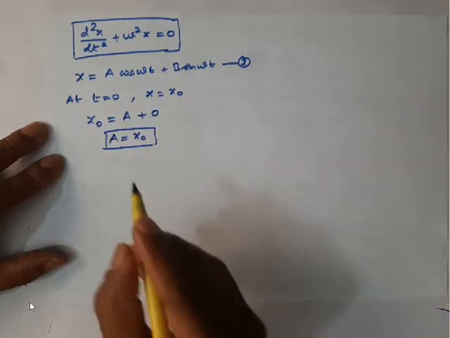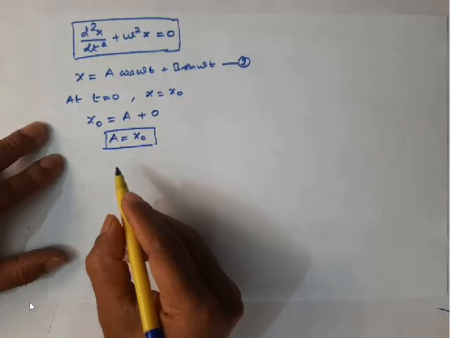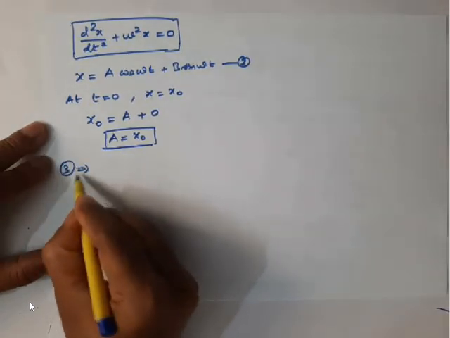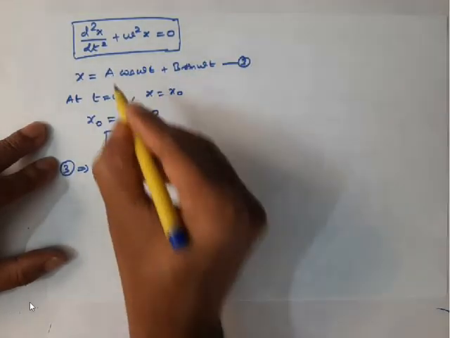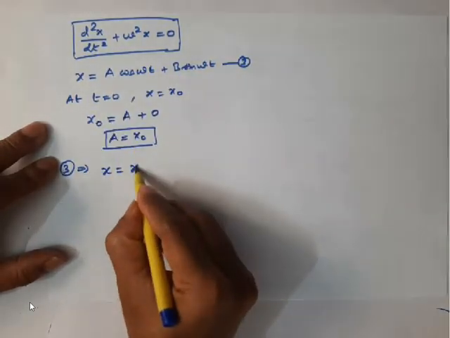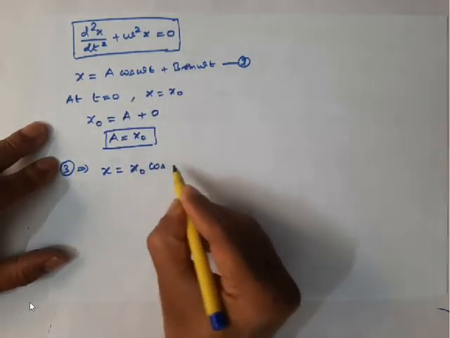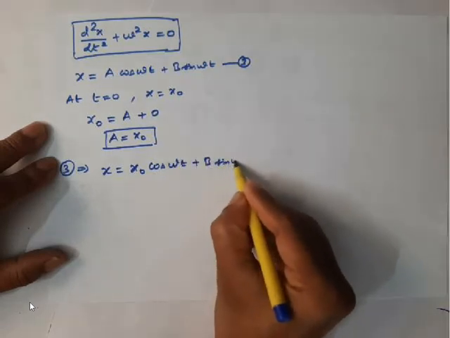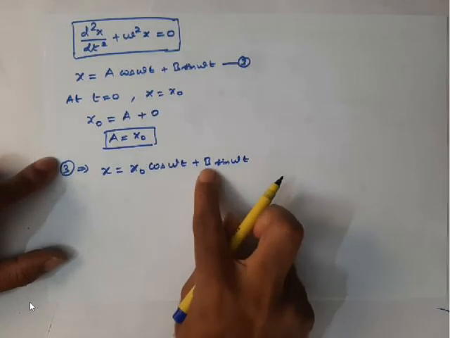Okay, yeah. So I'll put that value first. Now equation 3 becomes x is equal to, now that we have found the value of a, which is x naught, into cos omega t plus b into sin omega t. Now we need to find the value of b.